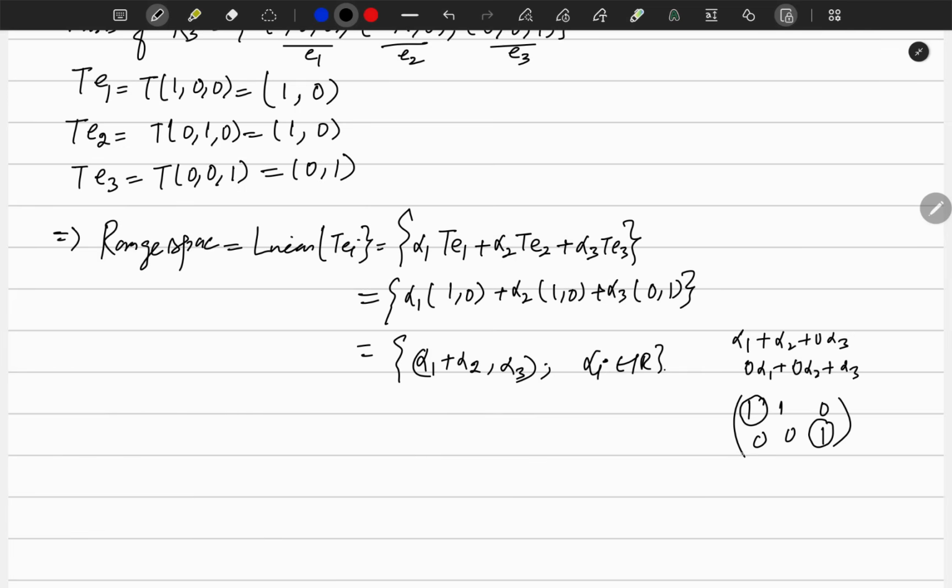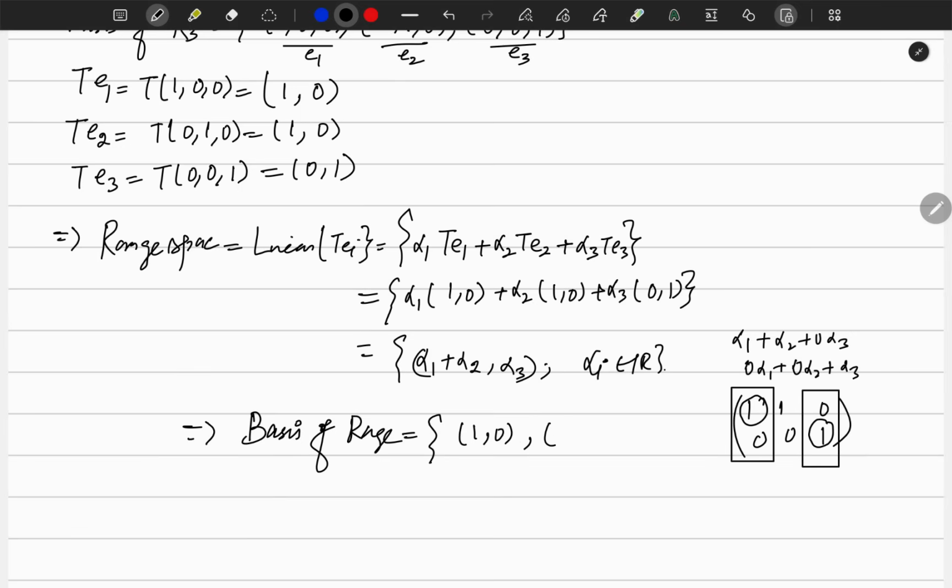And check this column in which we have the pivot elements. This one has a pivot element, this one has a pivot element. So it means that the basis for the range space is equal to (1, 0) and (0, 1). So what is the dimension of the range space? That is 2 only, is it? Because you are taking these columns.